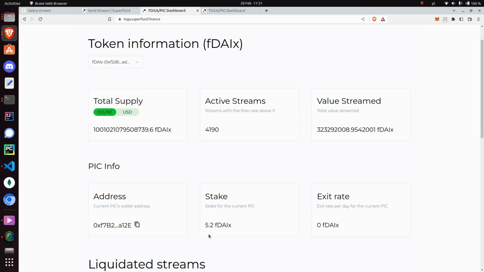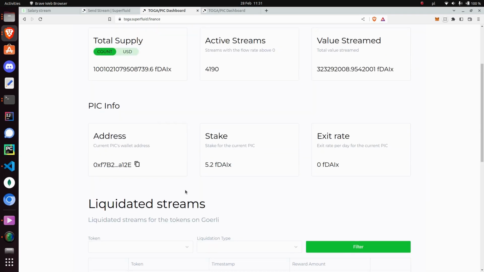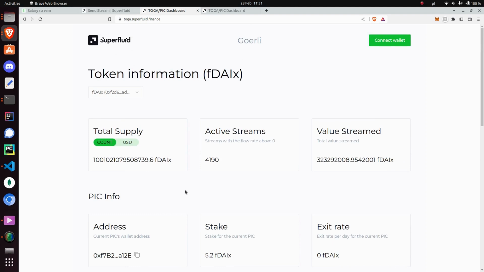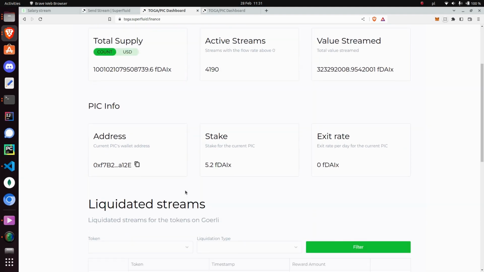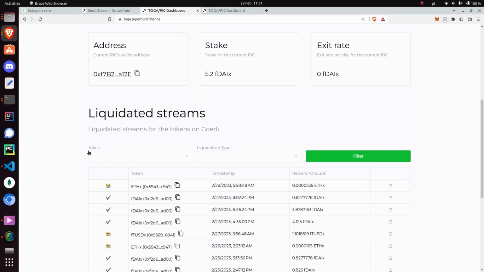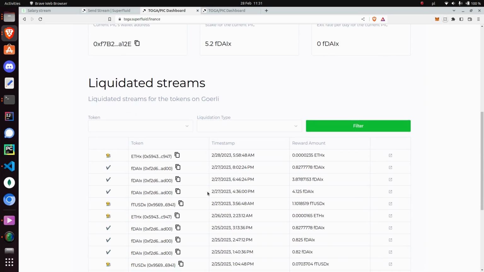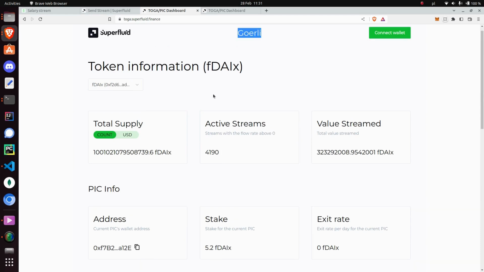And if you wanted to become the Sentinel, you would need to put up a higher stake than that. That would allow you to be the primary closer of the streams and to reap the rewards of doing that, the buffers that were put out. And here you can see a nice table that shows all the liquidations that are happening on this chain.